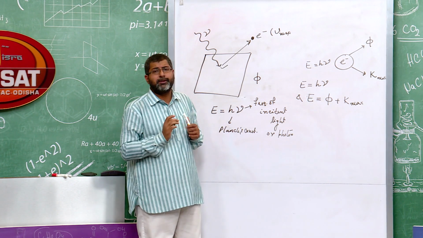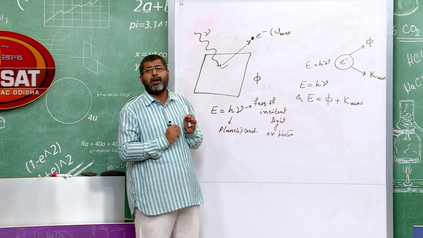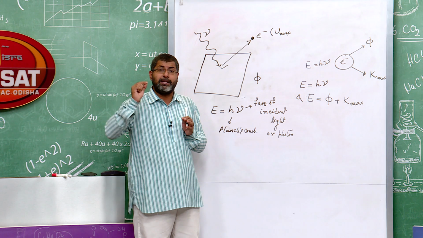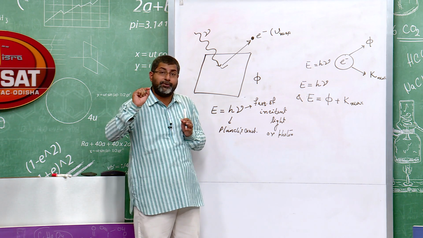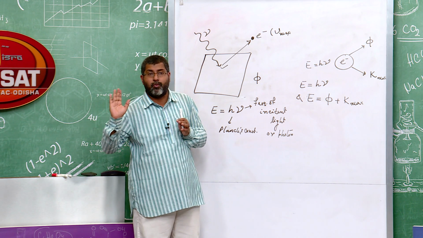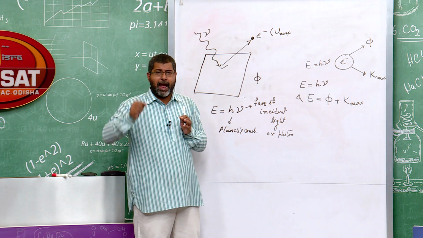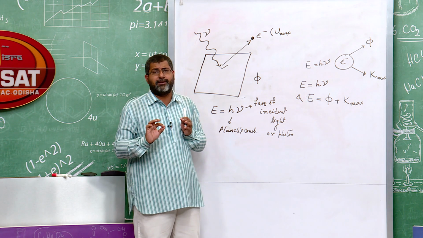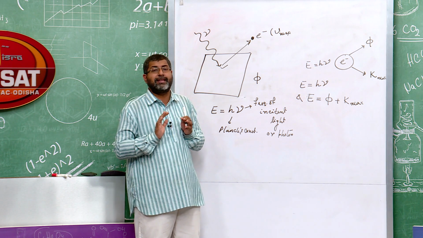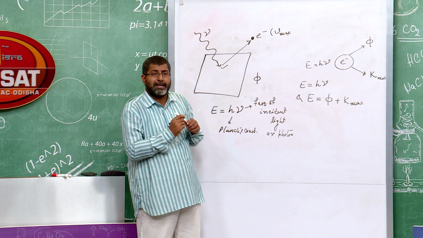This shows that the energy incident upon the electron gets utilized in two ways. A part is absorbed by the electron to provide it the necessary work function in order to come out of the metal surface, and the additional part of energy provides it kinetic energy. As a result, we can say that E equal to phi plus K max.